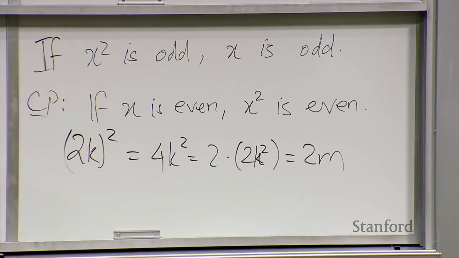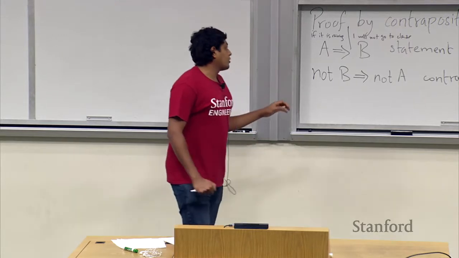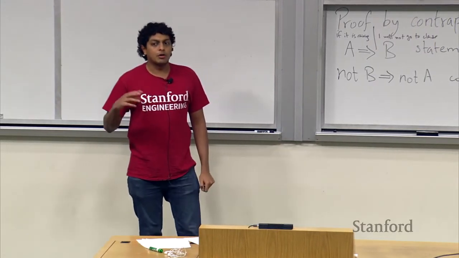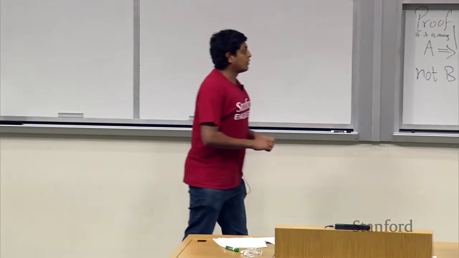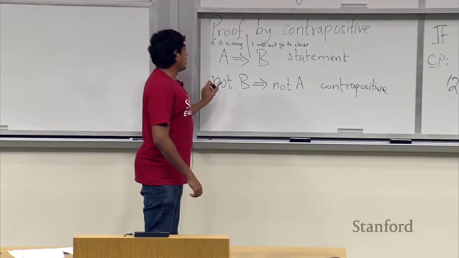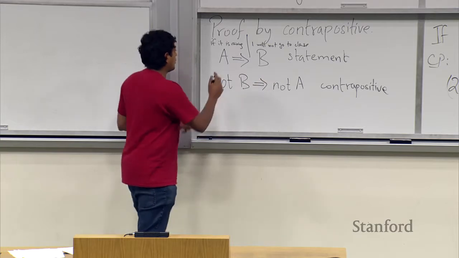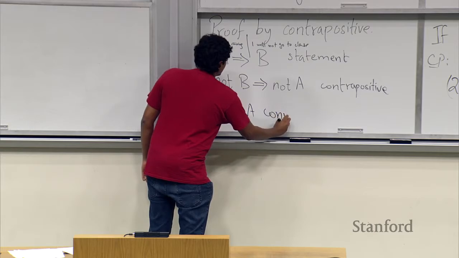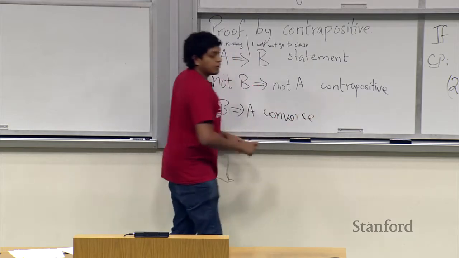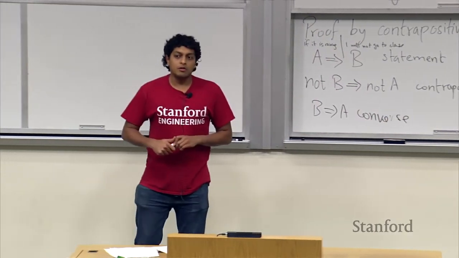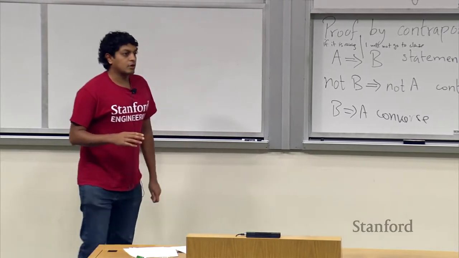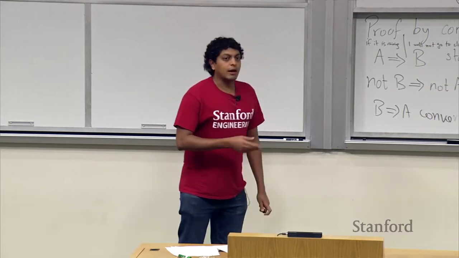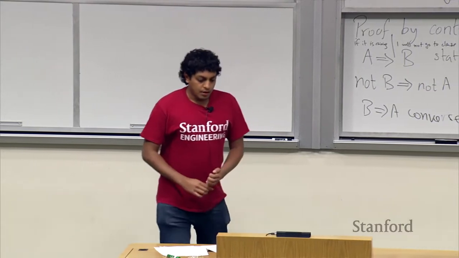Okay. So one thing that you should be clear about is that there is a distinction between the contrapositive and the converse, and people often get confused by them. For a statement A implies B, not B implies not A is called the contrapositive, whereas B implies A is called the converse. The converse is not always equivalent to the original statement. So proving the converse does not guarantee anything about the proof of the original, whereas proving the contrapositive guarantees the proof of the original. Okay? All right.